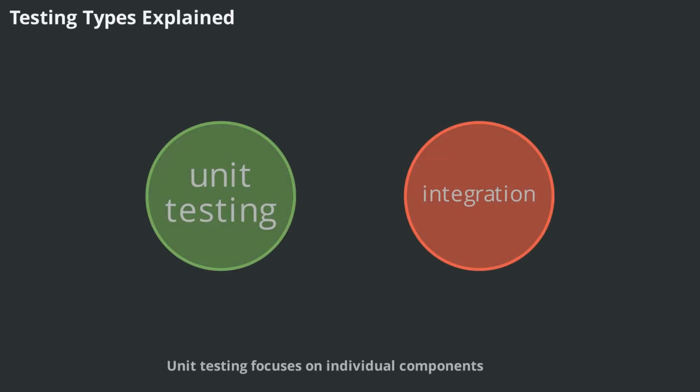Unit testing focuses on individual components. Integration testing examines interactions between modules, and end-to-end testing simulates user workflows. Each type serves a distinct purpose, ensuring reliability at different levels of the application and supporting comprehensive quality assurance.